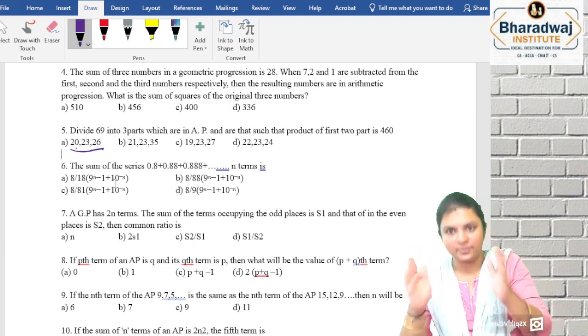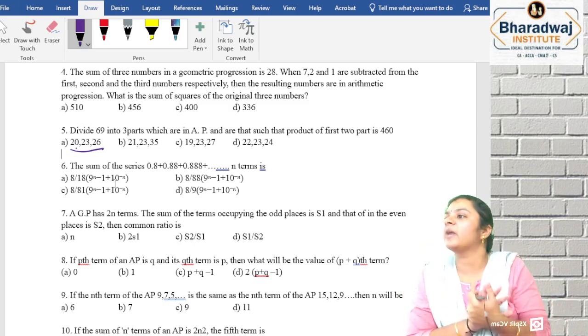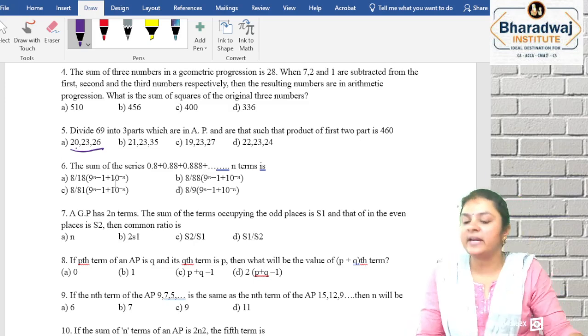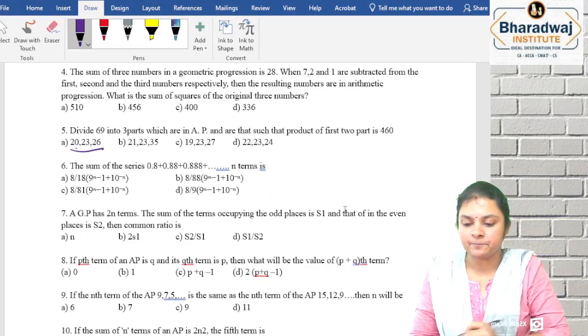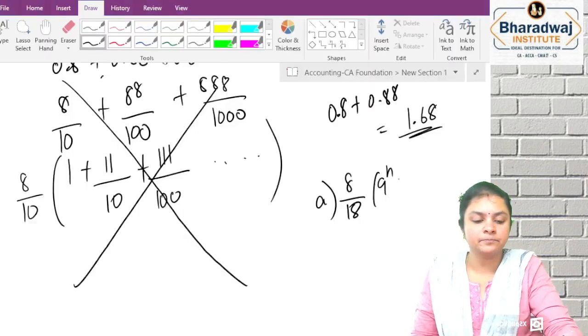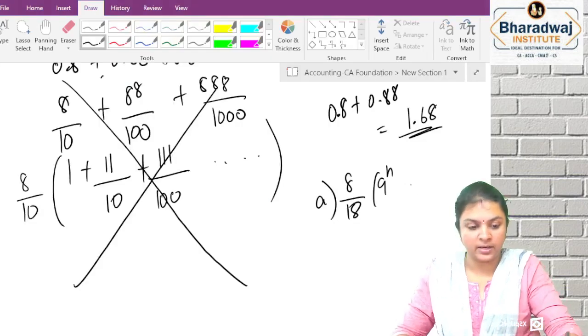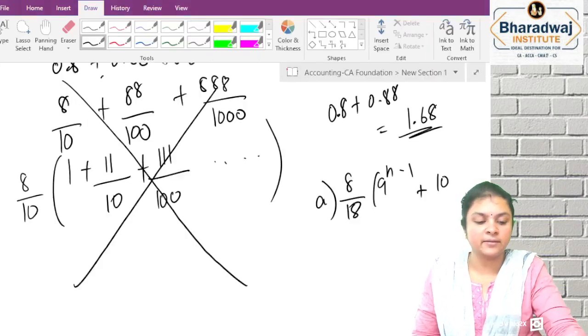Like putting blinders on a horse, we are going to see how best you can answer the question and get away with the marks. Okay, so let's simplify and test. Take the first option. Option A, if I take 8 by 18 into 9 power n minus 1, plus 10 power minus n.